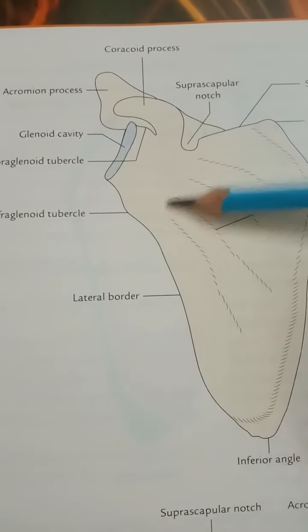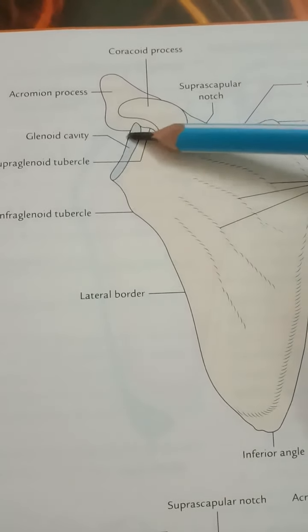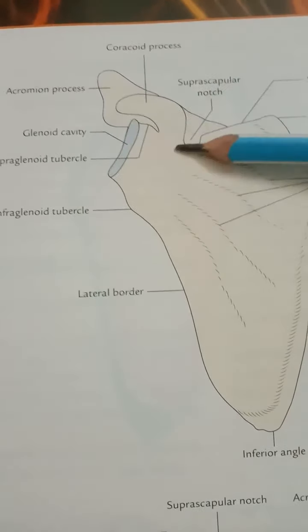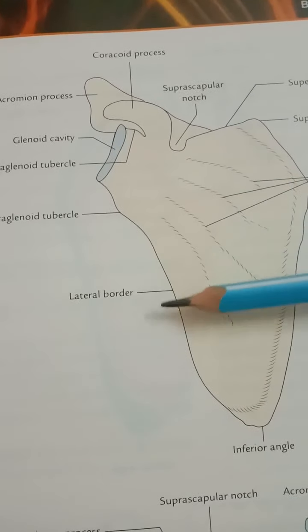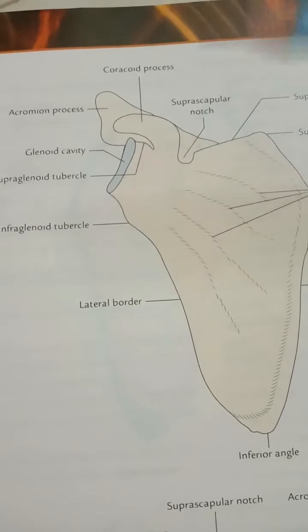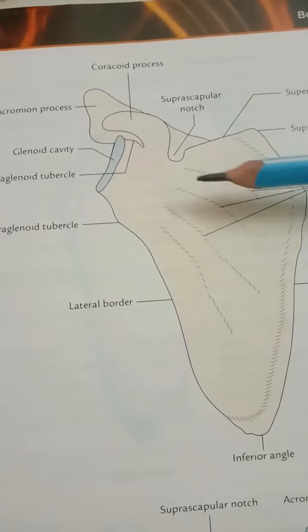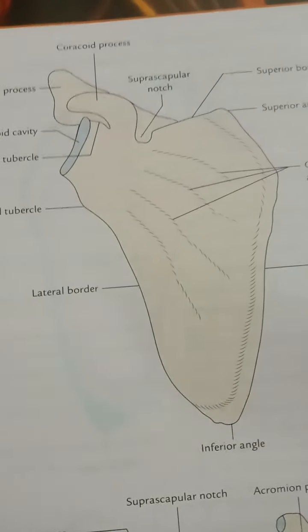So this one. The lateral angle is also where the glenoid cavity is present, so that is also called the glenoid angle. It is broad and bears the glenoid cavity. So this one. And it is directed forwards, laterally and slightly upward.